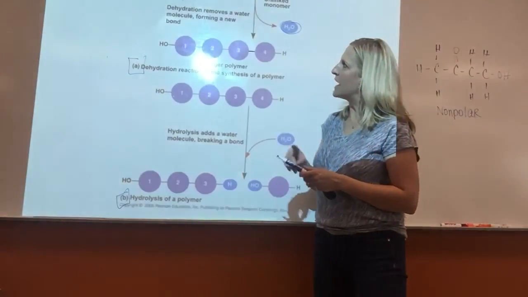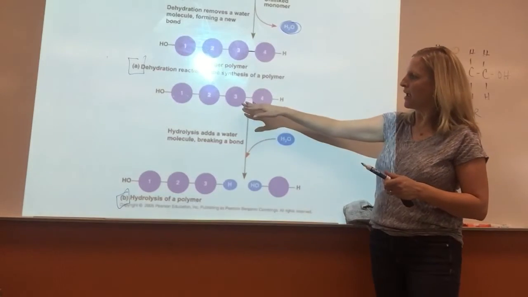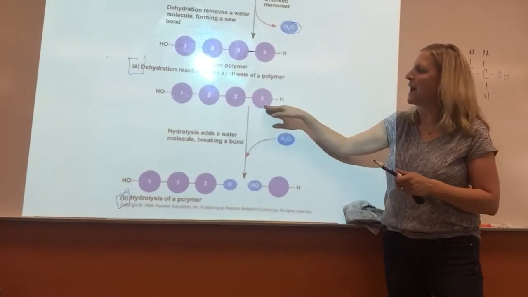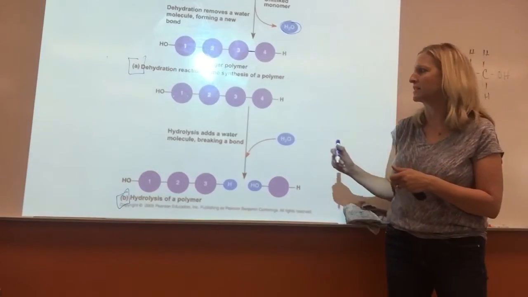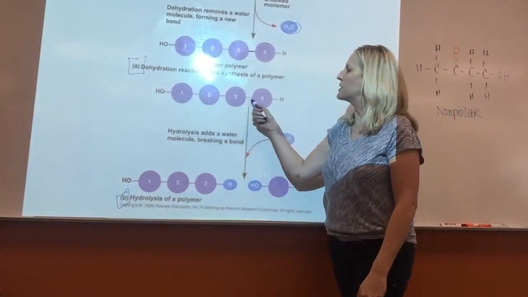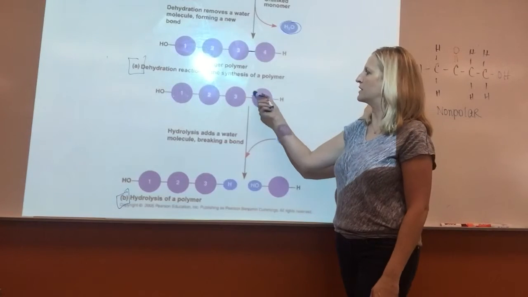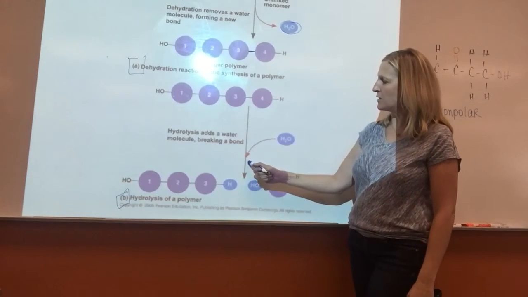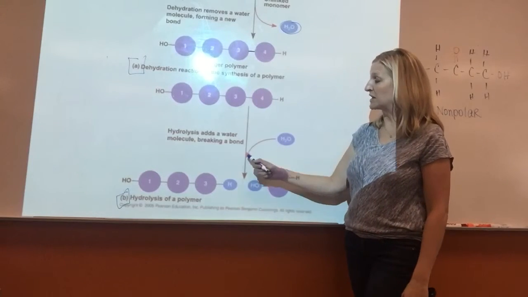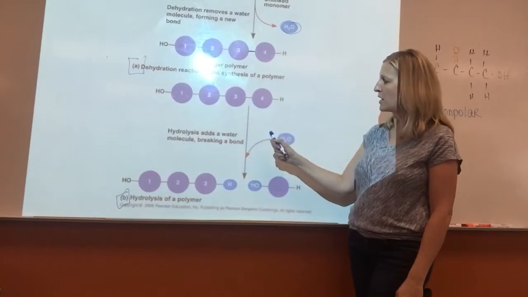So then let's say in this example here, we want to break down a polymer back into its monomers. So that's where the hydrolysis comes into play. So now we want to break this, let's say, get this fourth monomer off of here. And so notice here we're adding water, and we're going to split and break that bond. So how do we do that?